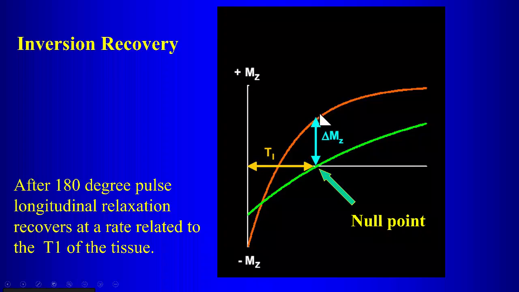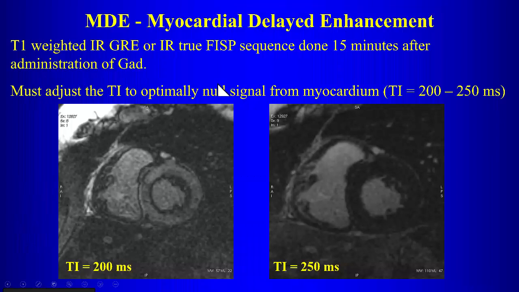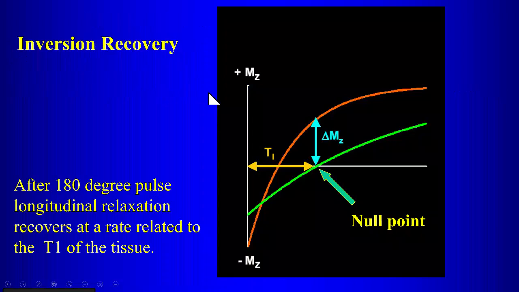So if we start an imaging sequence, this will give us signal, and the normal myocardium will not give us signal. So if we can suppress the normal myocardium here by imaging at the null point, we will see an optimum difference in contrast between abnormal myocardium and normal myocardium. So this is how we use inversion recovery to do this late gadolinium enhancement or myocardial delayed enhancement pulse sequences looking for abnormal myocardium. Now, the one issue is that this null point may vary between patients.